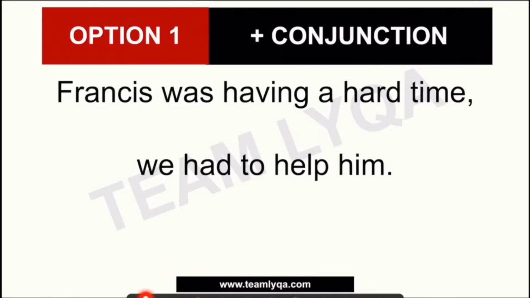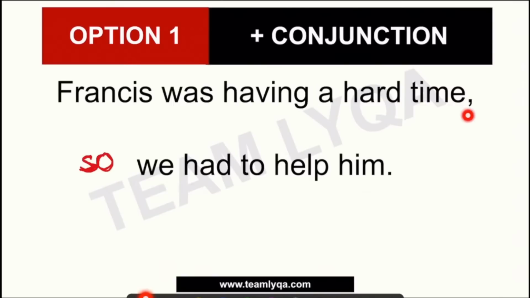Dadagdagan natin ng conjunction. So, dun sa fanboys, di ba, we have for, and, nor, but, or, yet, and so. Ano kaya ang perfect for this? Now, ito yung nangyayaring una, nahihirapan siya. Ito yung naging consequence nung sitwasyon. Ito yung kinailangan nilang gawin after this. So ako, ang ilalagay ko dito, just to correct yung comma splice, lalagyan ko lang siya ng so. Okay? So, Francis was having a hard time, so we had to help him.